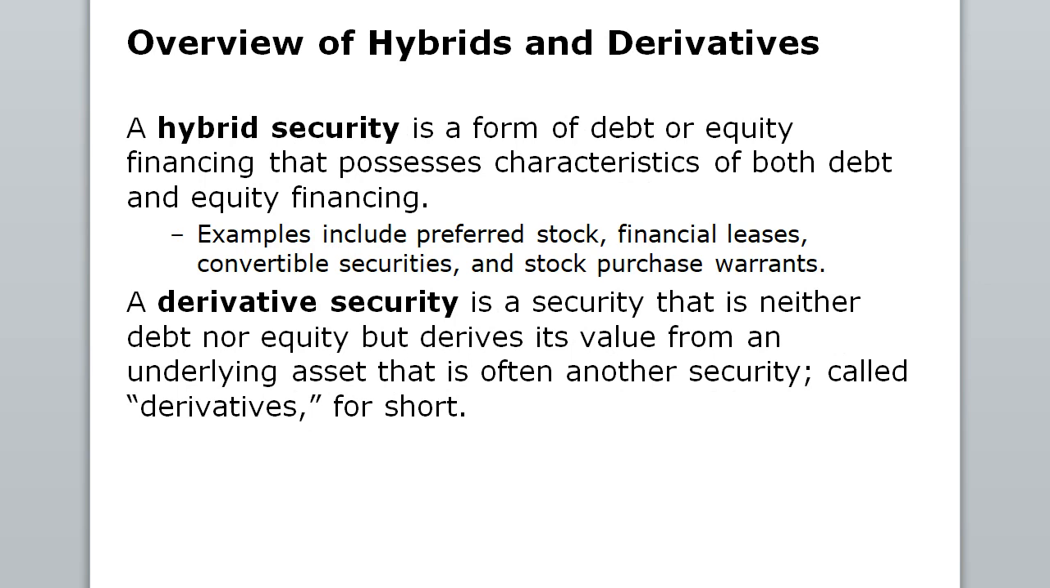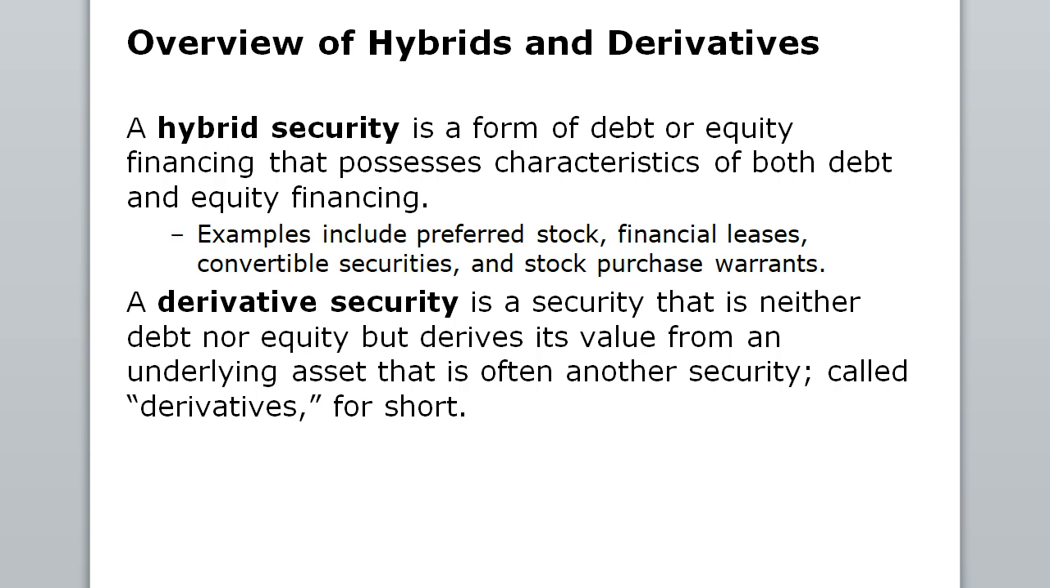First, let's start with what is a hybrid security. So a hybrid security is just like you'd expect it. It's a piece of two different things. It's a piece of debt, it's a piece of equity. So they possess some characteristics from both debt and equity. Now, examples of these include preferred stock, financial leases, convertible securities, and stock warrants.